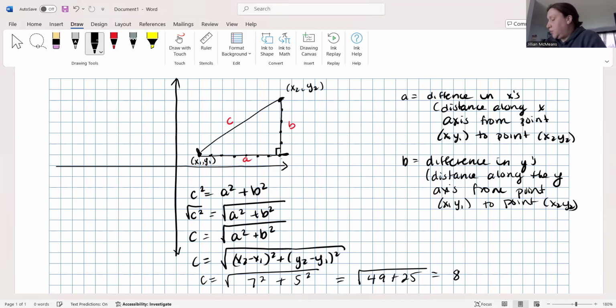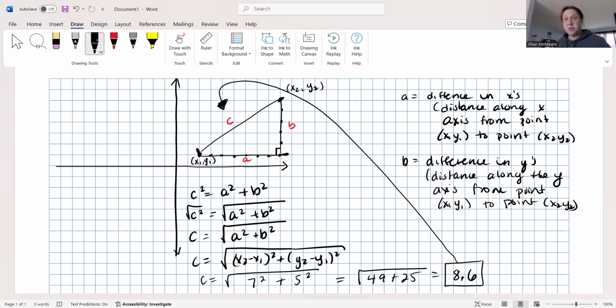And it was 8.6. And that would be the length of side C. Okay? And that makes sense because the hypotenuse is always the longest side. It's longer than A or B. So that's kind of secretly what we're doing.